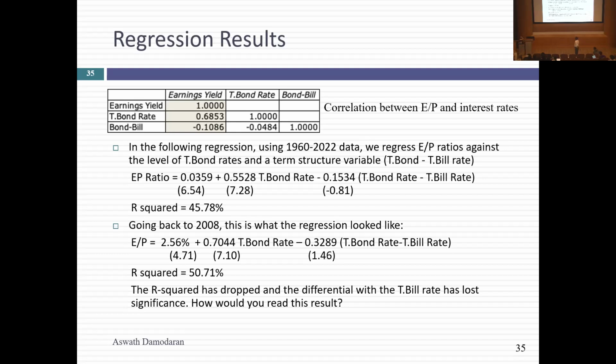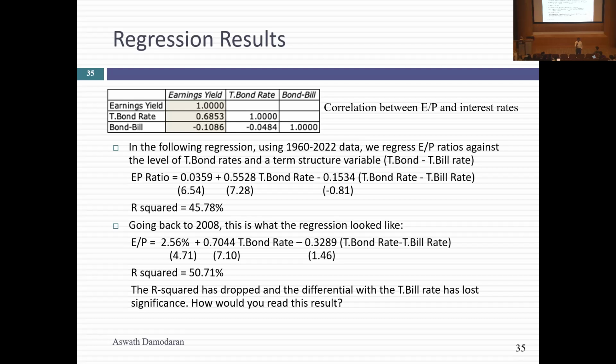When you look at the difference between the T-bond and the T-bill rate, the coefficient is negative, but it comes with a catch. See these numbers in brackets below my coefficients? What are those numbers? What are the two types of numbers you can report in brackets? One is the standard error, the other is the T statistic. These are T statistics. Does anybody here remember what the threshold for a significant T statistic is from your statistics classes?